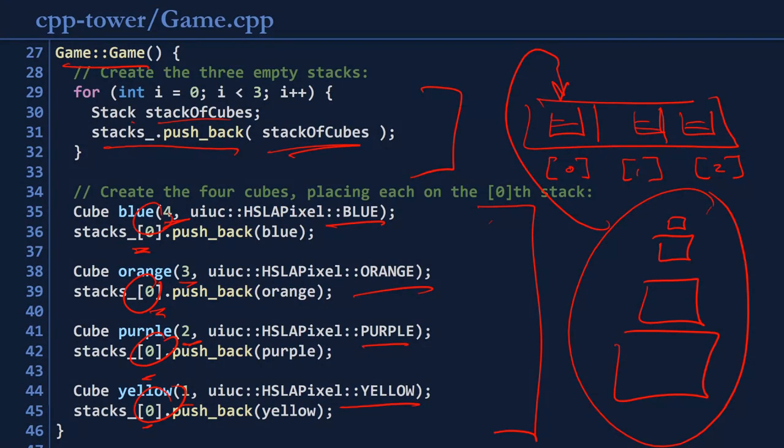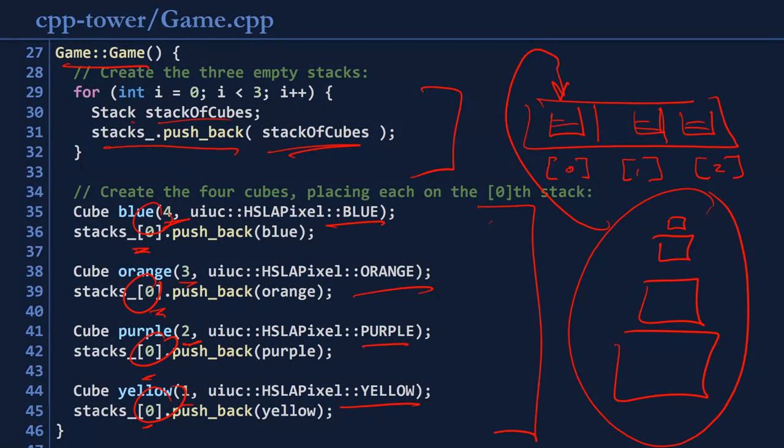So when the game is created, the game already has the cubes created. The cubes are on the 0th stack, and the object of solve is to actually solve the game, to make sure that the game moves the cubes that are on stack 0 to the very last stack.